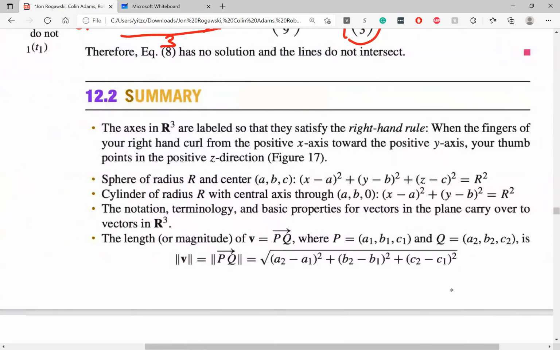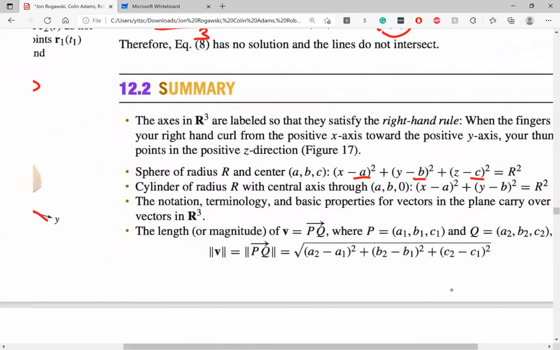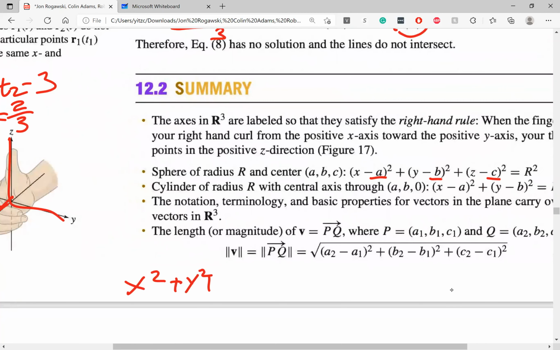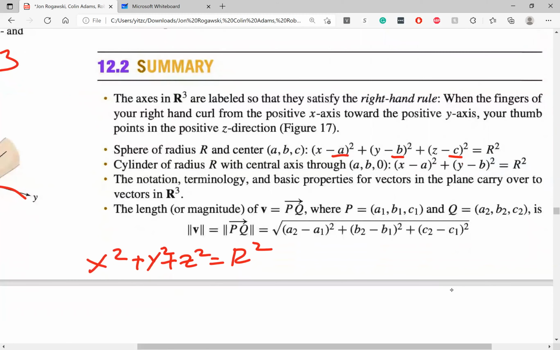A sphere, well, if we ignore the A, the B, and the C, the sphere in R3 is written as X squared plus Y squared plus Z squared is equal to R squared, which is very similar to the circle in R2. And then the A, the B, and the C are just going to be the center of your circle, and you put a negative in front if you want to go positive A, so it's with center A, B, C.